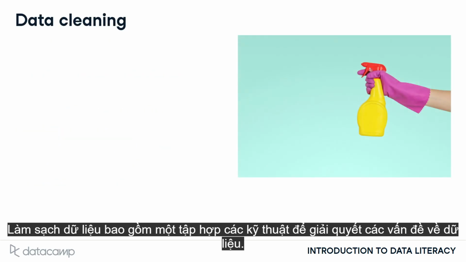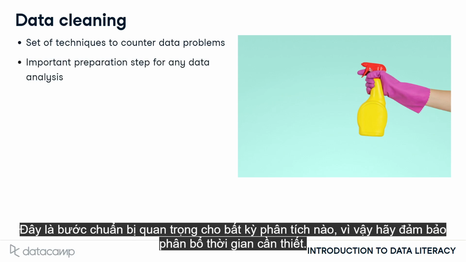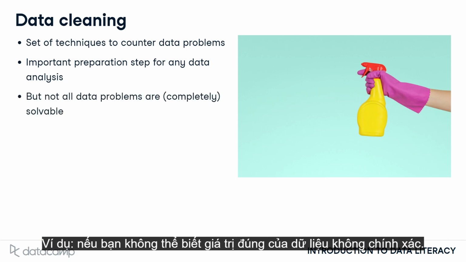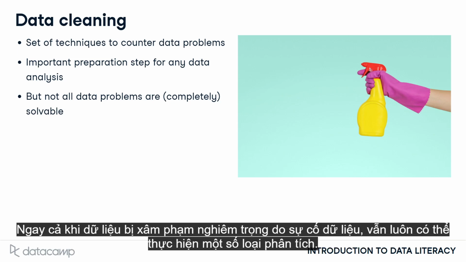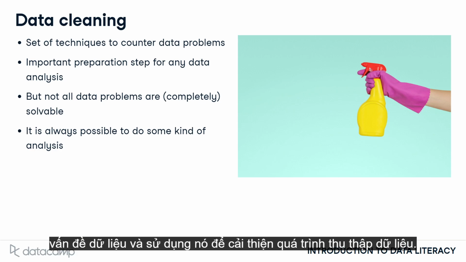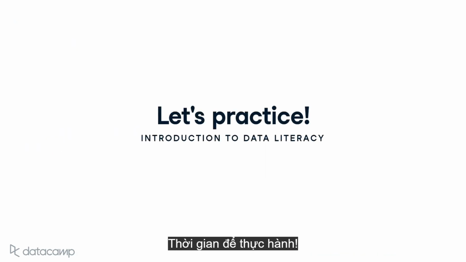Data cleaning consists of a set of techniques to counter data problems. It is an important preparation step for any analysis, so make sure to allocate the necessary time. Not all data problems are solvable, however. For example, if you can't know the right value of incorrect data. Even if the data is severely compromised due to data problems, it is always possible to do some kind of analysis. For example, perform a descriptive analysis to point out the data problems and use that to improve the data collection process. Time to practice.